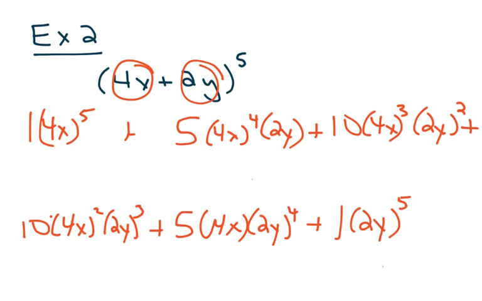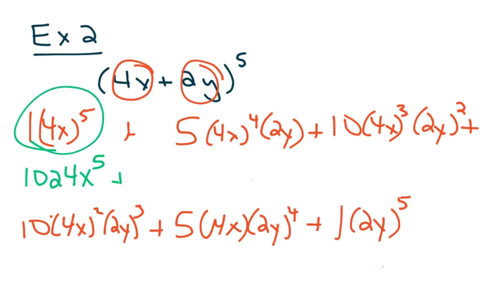And then we go and we simplify each term. So the first one would be 4x to the 5th, so you have to raise 4 to the 5th, and you get 1024 x to the 5th. And then in the second term, you're going to multiply 5 times 4 to the 4th times 2. And then you're going to multiply, and then at the end you'll have x to the 4th y.